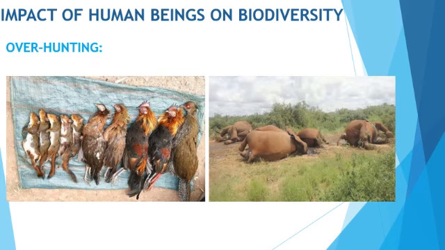Overhunting of animals is also a cause of loss of biodiversity. Animals are killed for many purposes. Migratory birds passing through Chitral are also hunted during their migration.